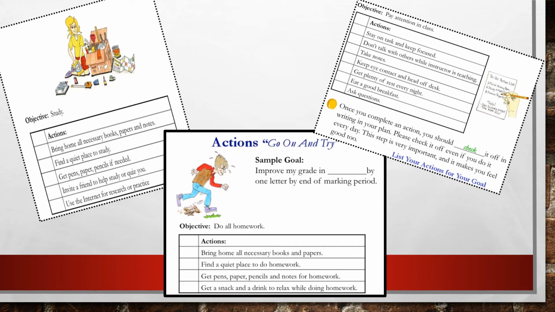Another thing, get plenty of rest every night. Very important. Eat a good breakfast. Ask questions. So you can see here again, the actions are detailed of what's going to happen in order to achieve the one objective: pay attention in class.